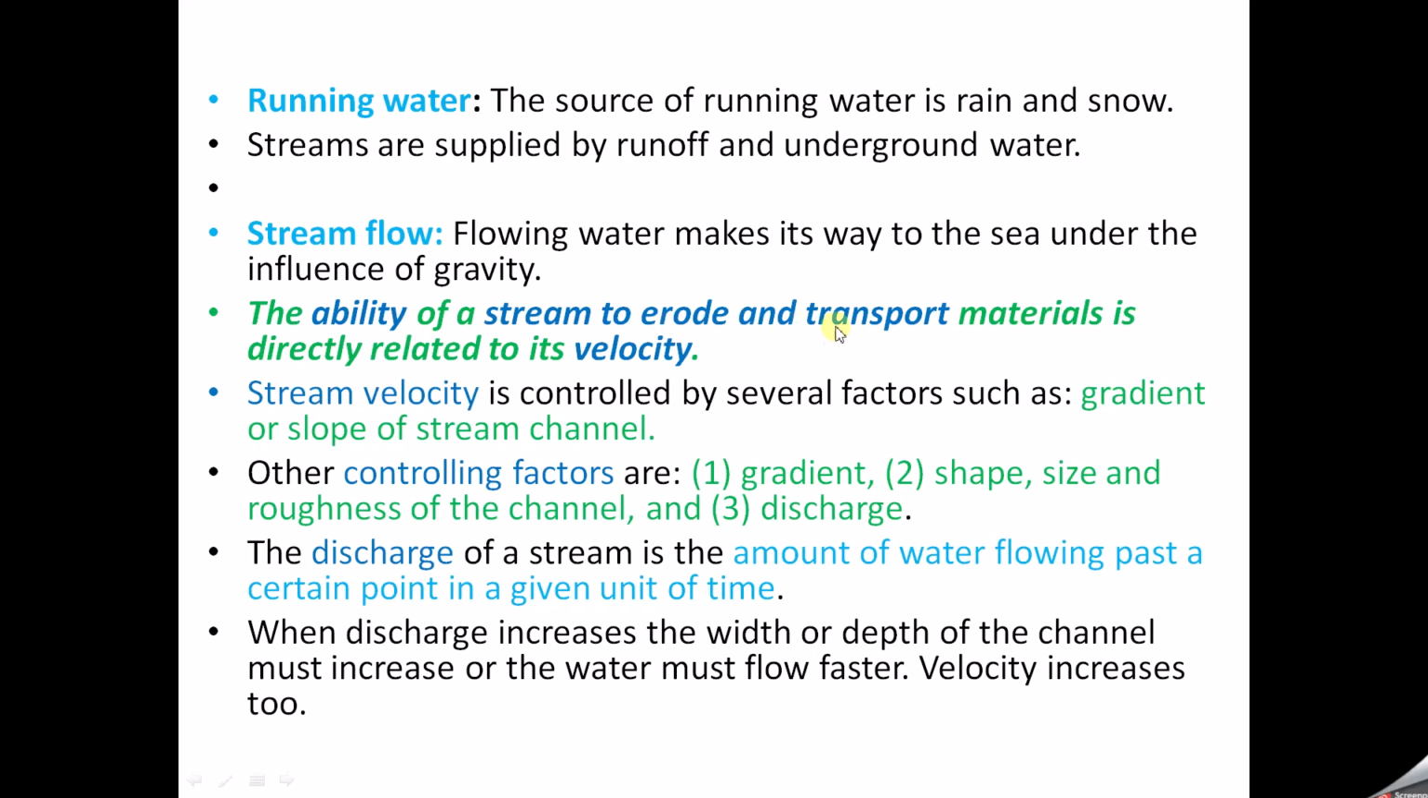The ability of a stream to erode and transport material is directly related to its velocity. Controlling factors on the velocity are gradient, shape, size, and roughness of the channel, and third, discharge. The discharge of a stream is the amount of water flowing past a certain point in a given unit of time. So discharge is a volume, is a load, and we know the water is loaded with sediments. Note that when discharge increases, the width or depth of the channel must increase, or the water must flow faster, so velocity increases too.